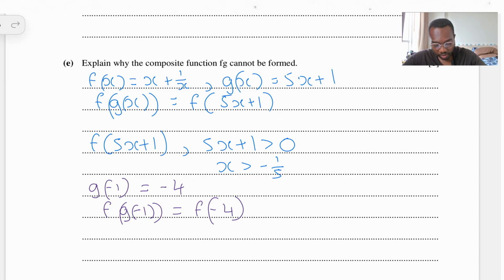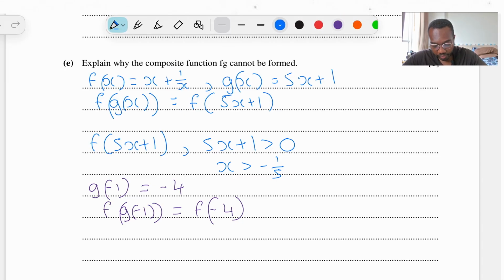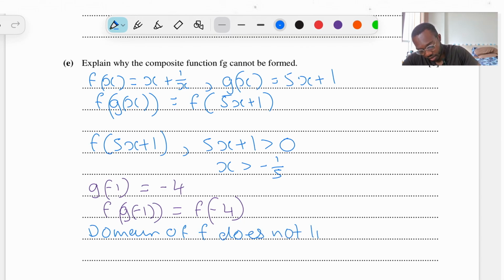So then you can write something like: the domain of f does not lie in the whole range of g.